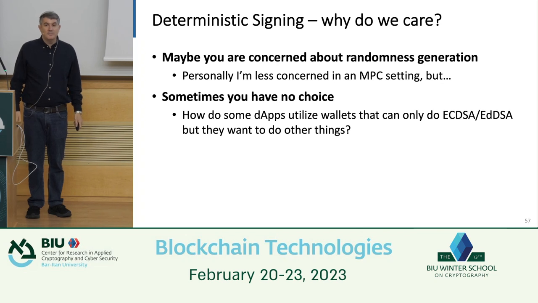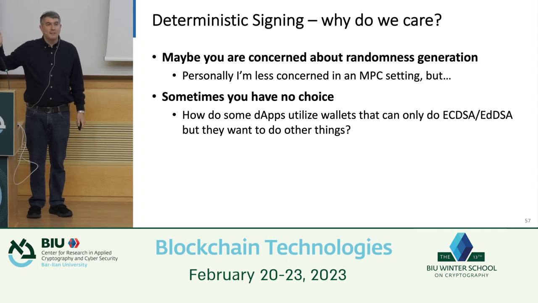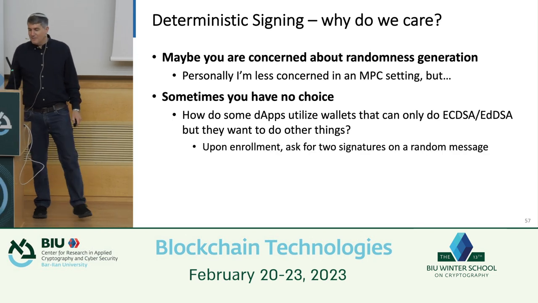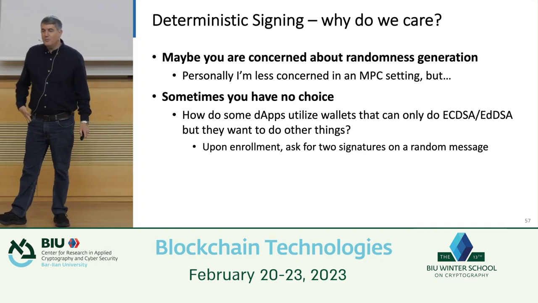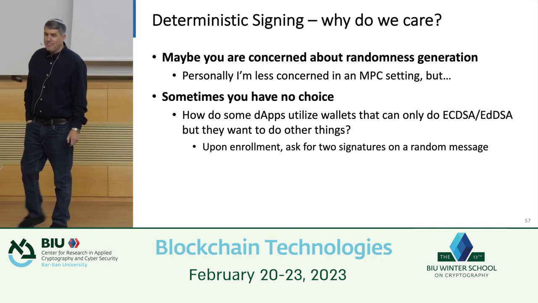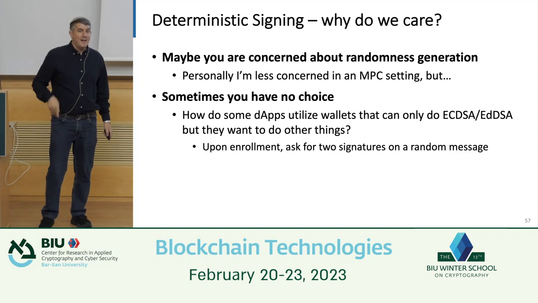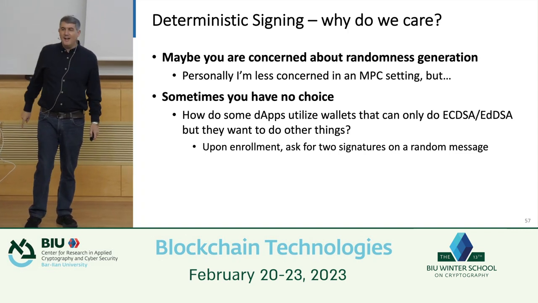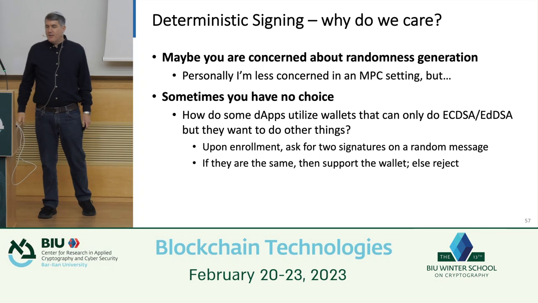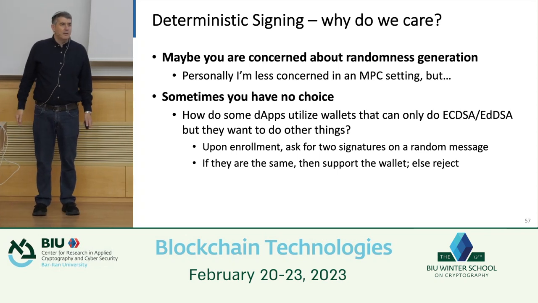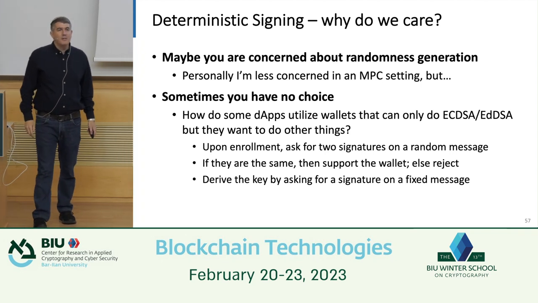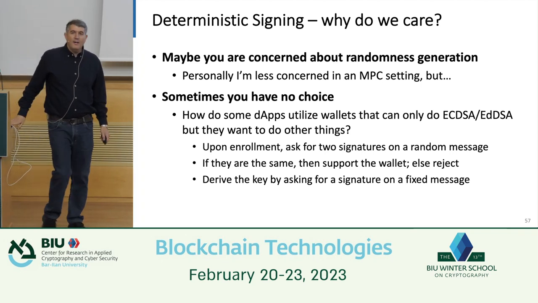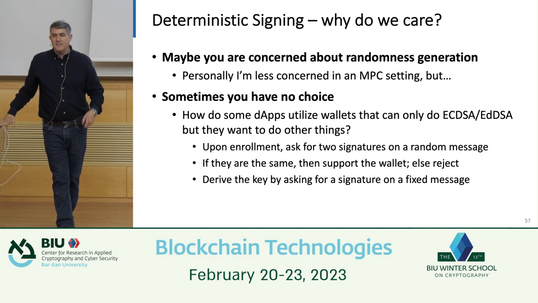Do you know what people do? Does anybody know? Put up your hand. We have one. Okay, what they do is the following. Upon enrollment to use this dApp with this wallet, they ask you to sign twice on the same message. If you sign twice on the same message, they say, aha, you have deterministic signing. Cool. Since you have deterministic signing, I'm going to say this wallet is supported, and otherwise I'm going to tell you no. And if it is supported, then I'm going to ask you to sign a fixed message and use the result as the key.